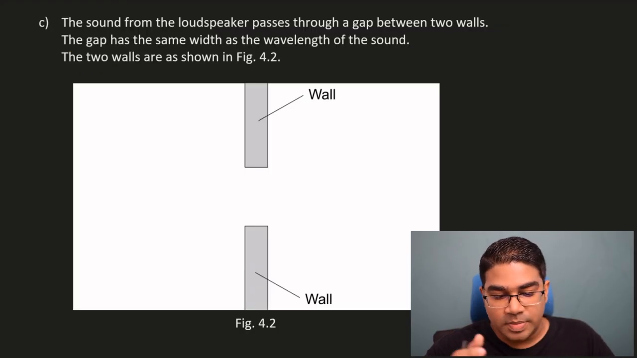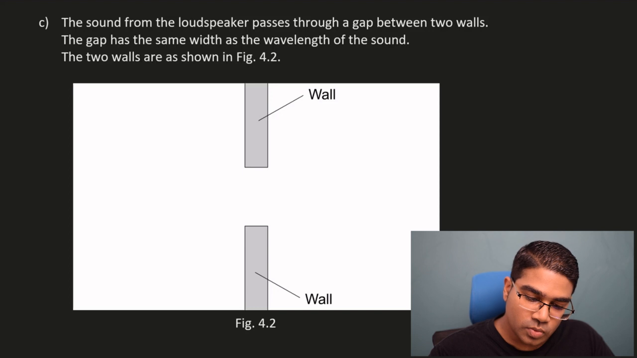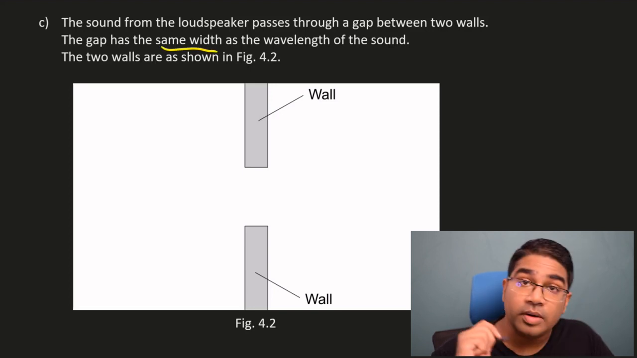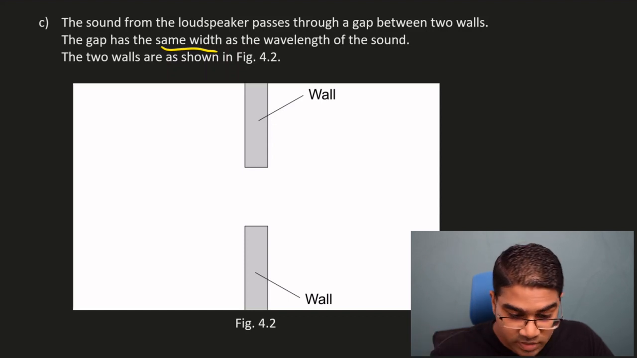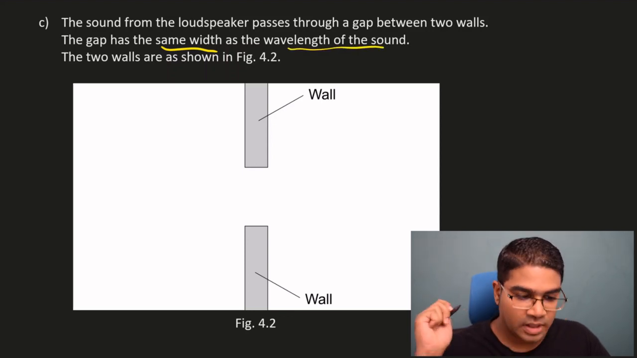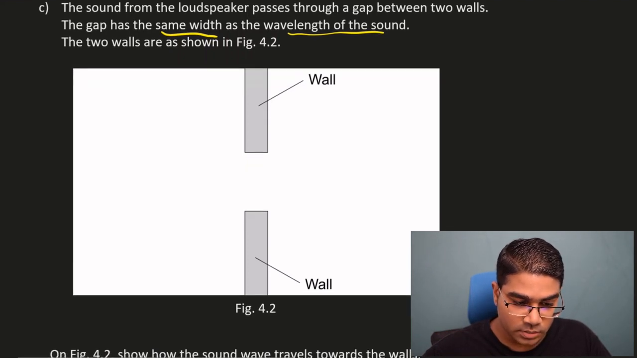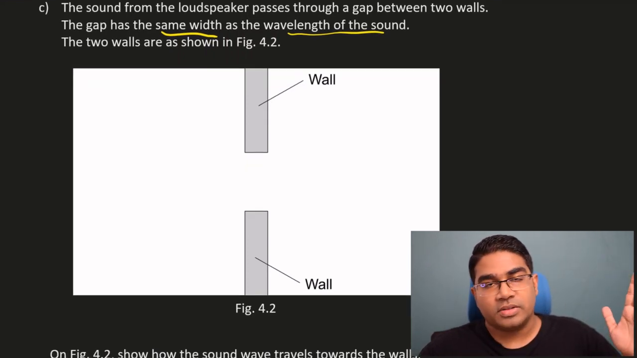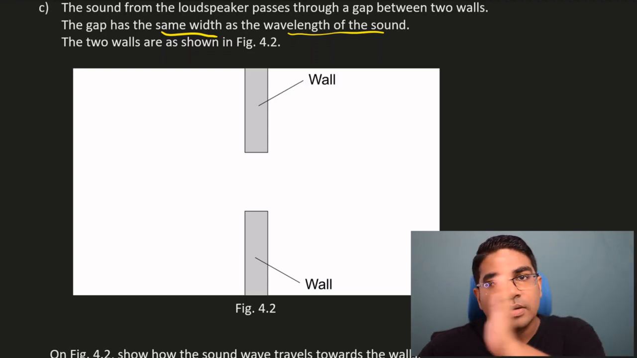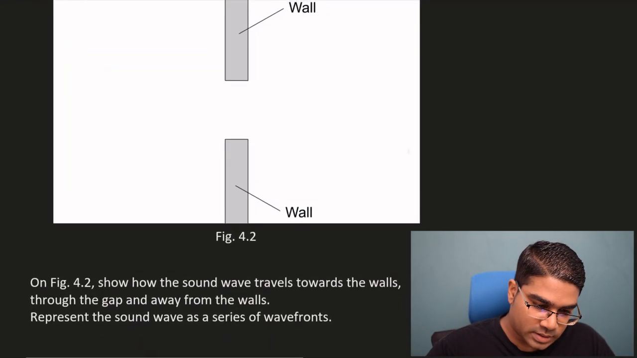The sound from the loudspeaker passes through a gap between two walls. The gap has the same width. This is a very important point: the gap has the same width as the wavelength of the sound. The two walls are as shown in the figure. So you can see the two walls here, and the sound is going to pass through the gap from left to right. Now let's see the question.